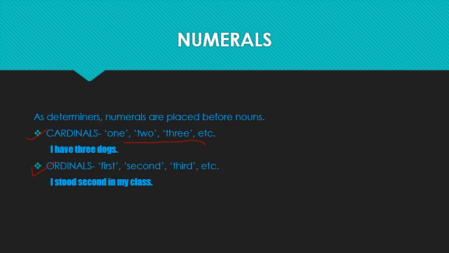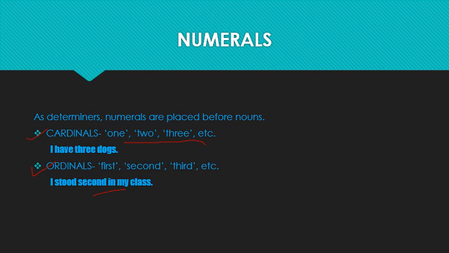Then comes ordinal. Ordinal means first, second, 205th, 100th. Basically a rank or maybe a position. I stood second in my class, or the fourth boy from the left is my friend. So cardinal means number 1, 2, 3, 4, 5. Ordinal means a number that indicates position. So I hope this is clear. This is the easiest one.